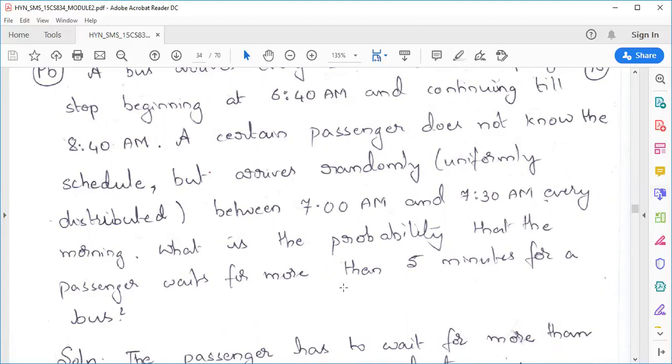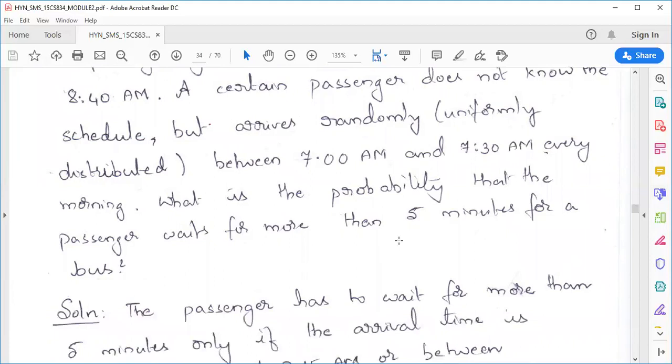He should wait for more than 5 minutes. For example, if he comes at 7, he will get a bus. Say he comes at 7:01. He will be waiting for 19 minutes, because the next bus comes at 7:20. If he comes at 7:02, he will be waiting for 18 minutes, because the next bus is at 7:20. The same way we keep calculating the different waiting times. But if he comes at exactly 7:15 a.m., he'll be waiting for exactly 5 minutes. So we should not consider the time between 7:15 and 7:20, because it is exactly 5 minutes.